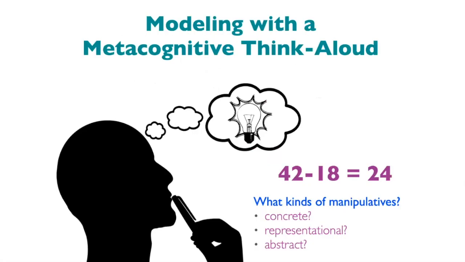Let me model for you what I might use for a metacognitive think aloud. Let's say I am modeling a subtraction problem that would require regrouping if I use the standard US algorithm. Let's say we have already taught some partial difference methods and we are ready to teach the standard algorithm for the first time. I need to think about what kinds of manipulatives I want to use. I think base 10 blocks would be a good choice. For this example, I am going to use the representational model and talk you through my example of modeling two-digit subtraction with regrouping using a metacognitive think aloud.